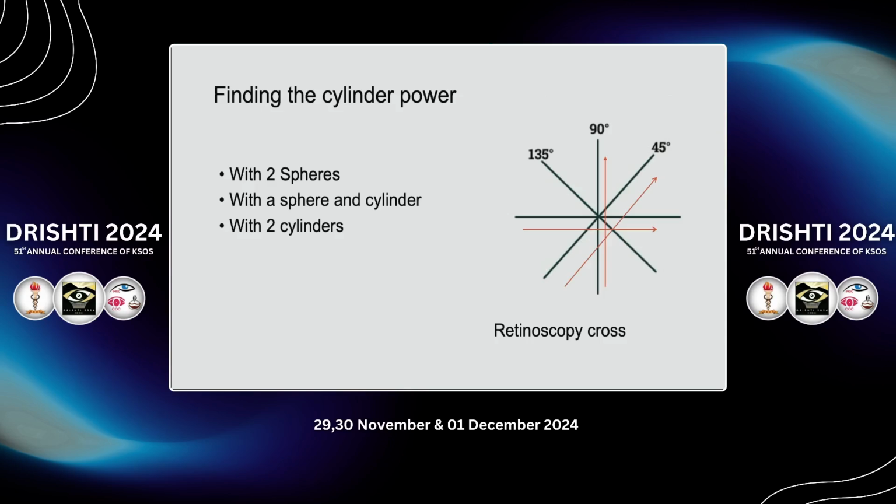So how do you find the power? Once you've got the axis, now you have to find the power. So you use it with two spheres. That is the easiest. With a sphere and a cylinder or two cylinders are all possible, but the easiest is with two spheres. Also a commonly asked question from the PGs is, how do you find the axis?